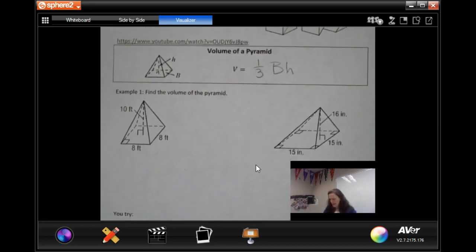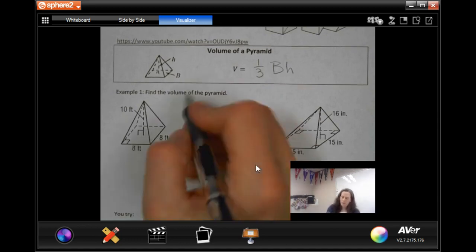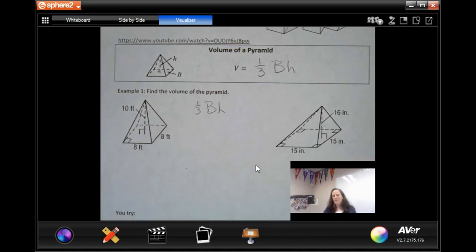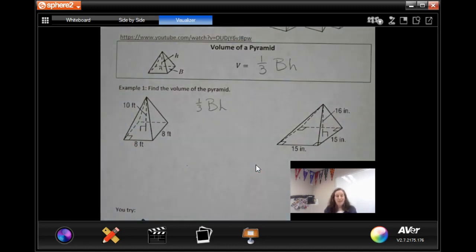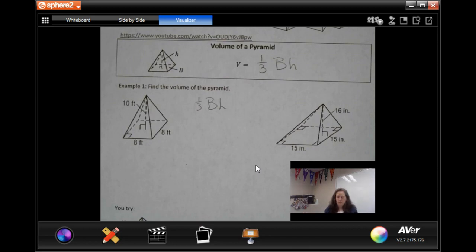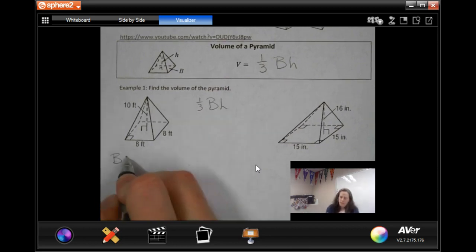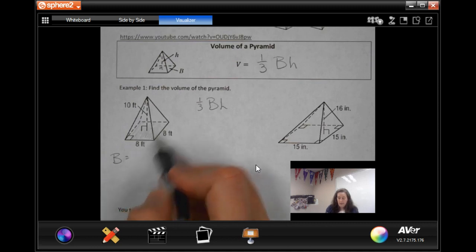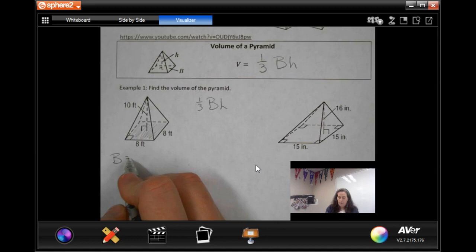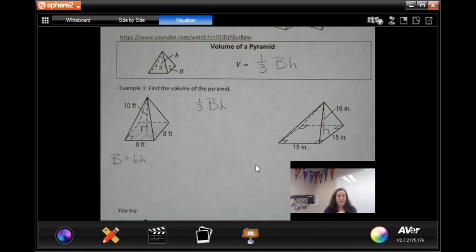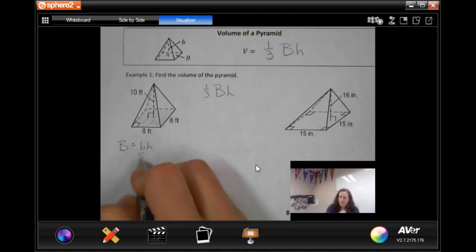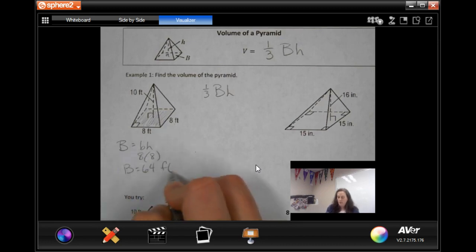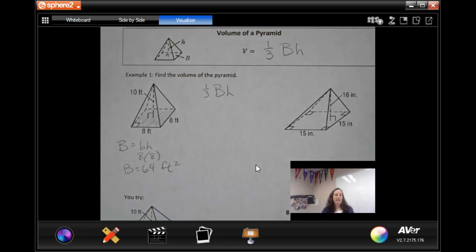Let's try one and see how this goes. 1/3 the area of the base times the height. But just like when we did yesterday, we had to figure out what is the area of the base. So I'm going to put that here. Capital B, the area of this base. This base is a square. So to find the area of a square, you would do side times side or base times height. 8 times 8. And that is 64 feet squared for the area of our base.